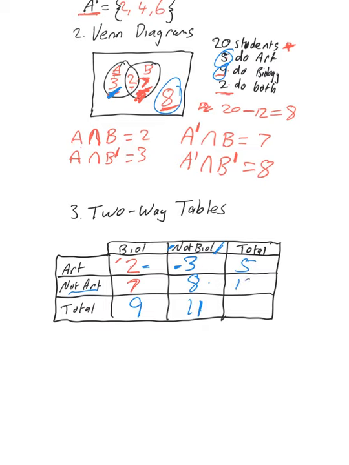That leaves 15 that aren't doing art. Again, it doesn't matter which way you add them up: 9 plus 11 is 20, 5 plus 15 is 20. We get a total of 20 students.